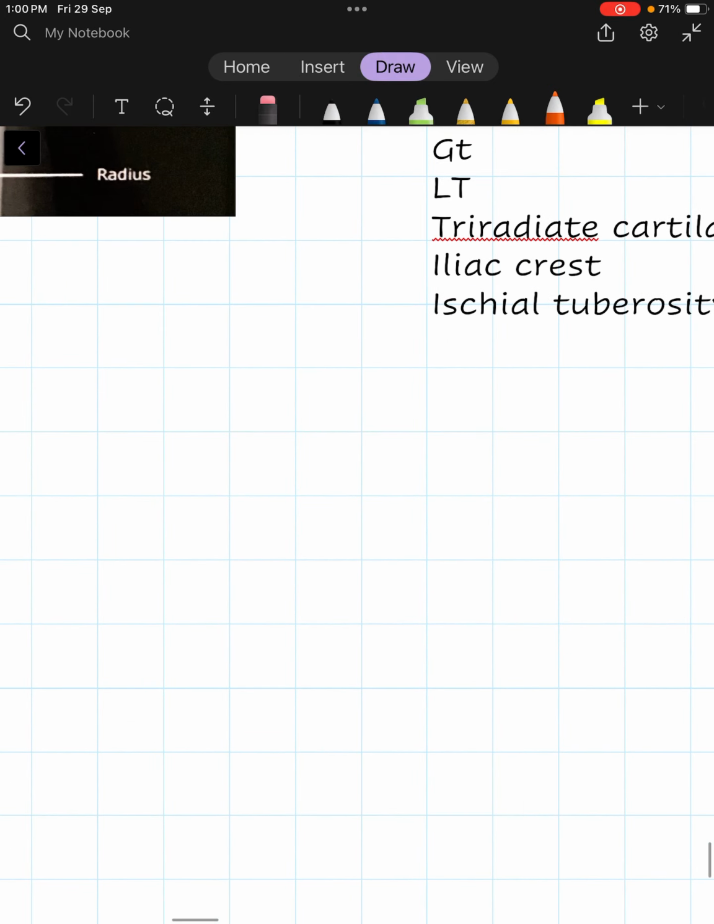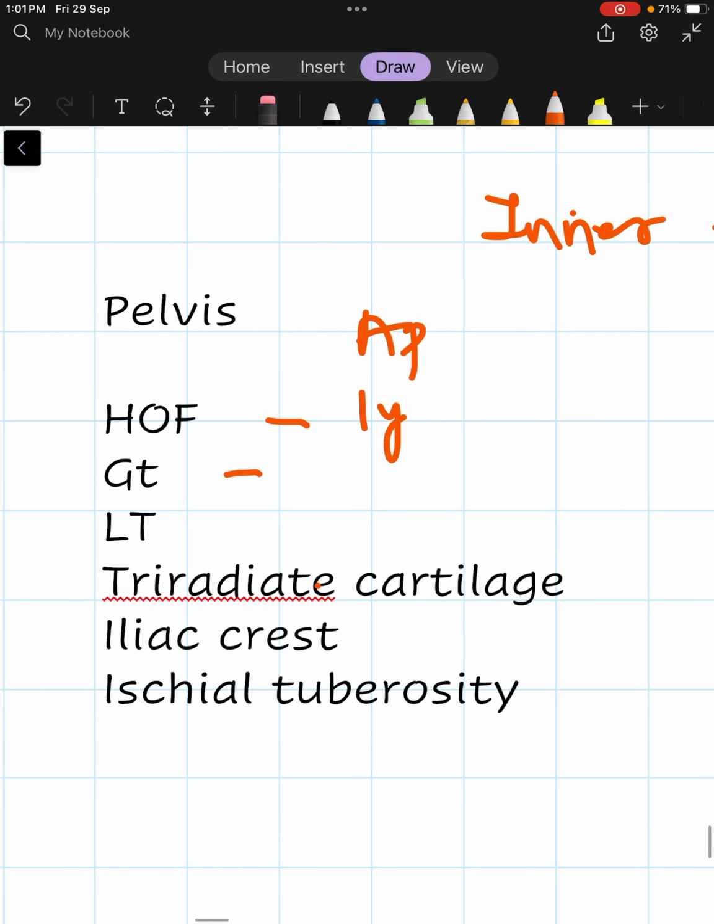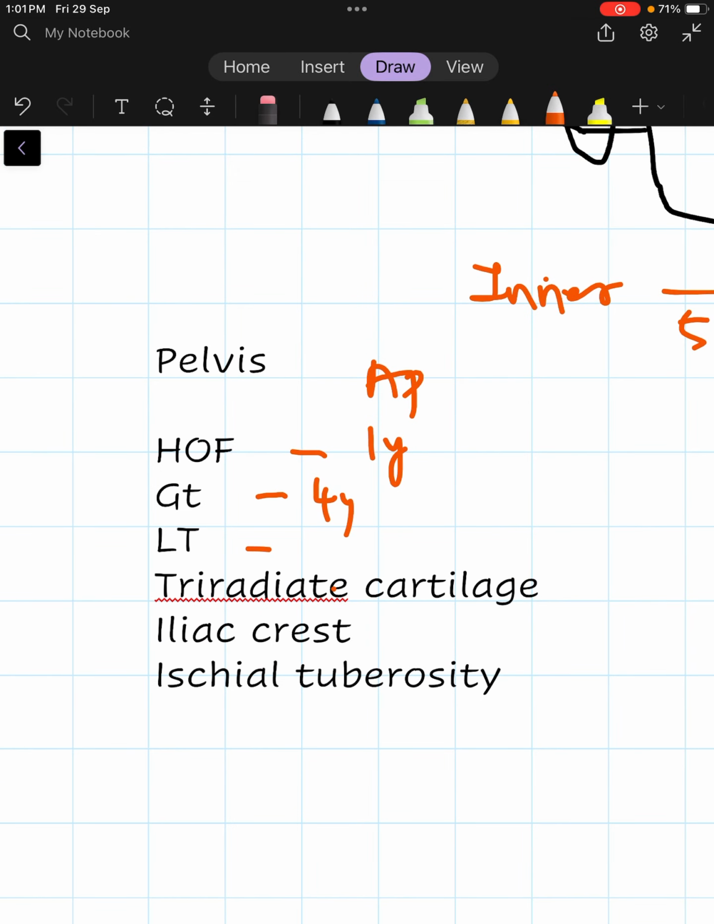Then we have pelvis bone. Appearance and fusion are both different. Appearance of the head of femur will be by birth, or within 1 year. Then greater tubercle by 4 years, lesser tubercle by 12 to 14 years, tri-radiate cartilage at the acetabulum by 13 to 15 years, iliac crest by 14 years, ischial tuberosity at 16 years.